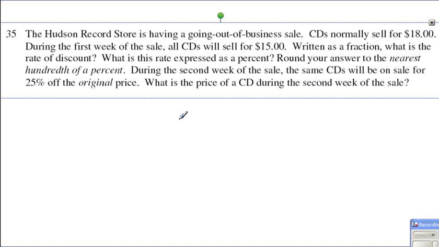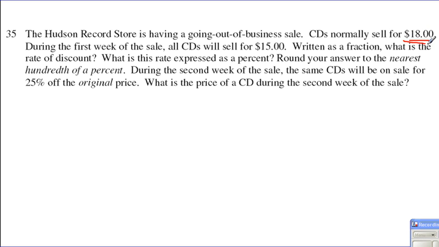Alright, a few more questions to go. So in this case, CD normally sells for $18. Now, during the first week, it sells for $15. Alright, there's a little bit of discount written as a fraction. What is the rate of discount?